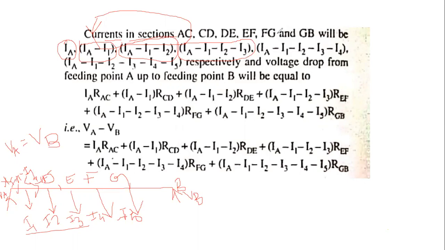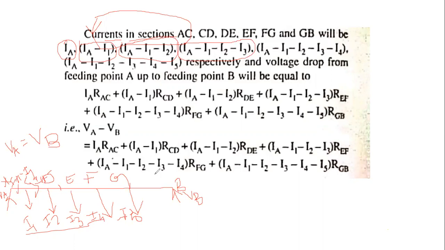Okay, next in FG section. This is the FG section. How many currents are dropped? I1 current, I2 current, I3 current, and I4 current. That's why we are subtracting the I4 current. IA minus I1 minus I2 minus I3 minus I4.